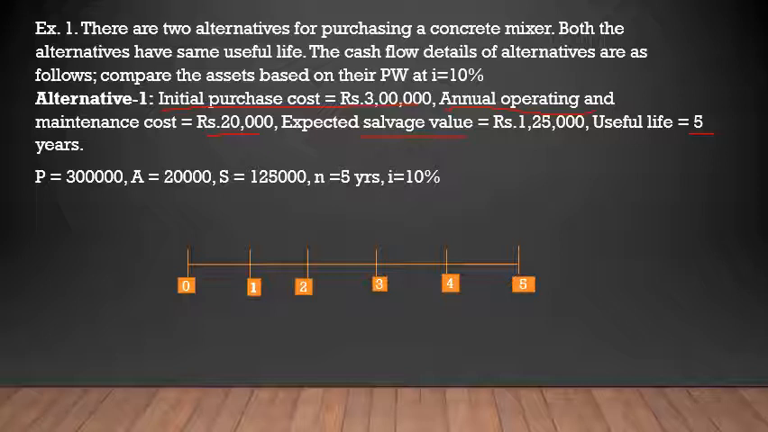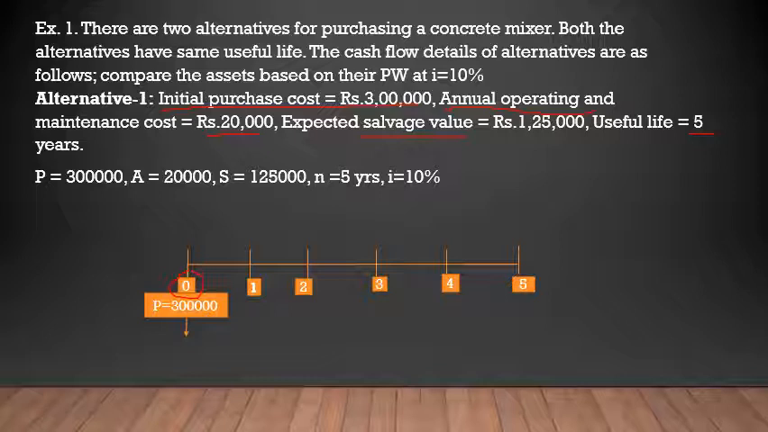And first indicate the P. Where will that P be situated? At t is equal to 0, obviously, because it is initial purchase. So I am purchasing that initially. So at t is equal to 0. Since I am purchasing that at t is equal to 0, it will be at t is equal to 0. Since I am paying that, it is negative.